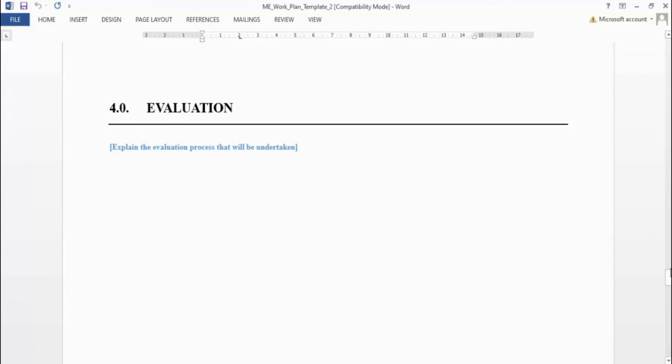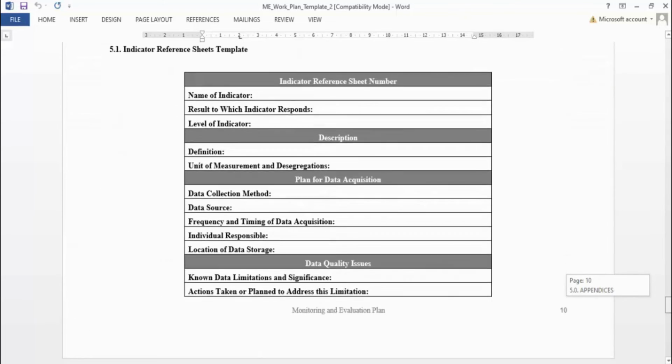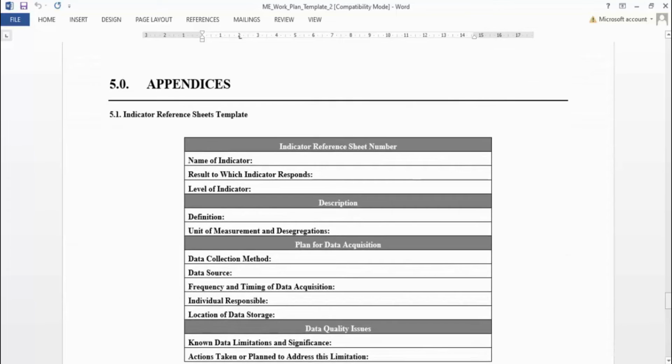Okay. Other organizations, before they hire an external consultant, they'll first do an internal evaluation. So this is where this section elaborates more on that. In your appendices, I like to include what are known as indicator reference sheets. If you don't know what these are, please go on the internet, try to do a bit of reading just to fully understand what these indicator reference sheets are. They are very important for every M&E system out there.